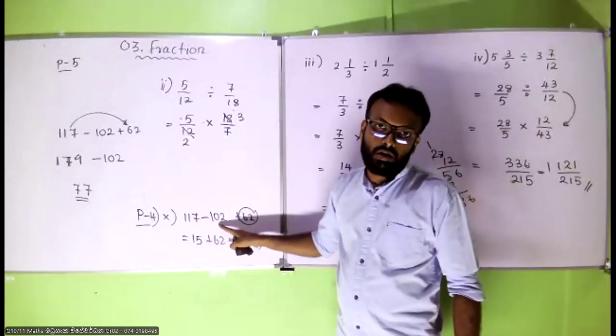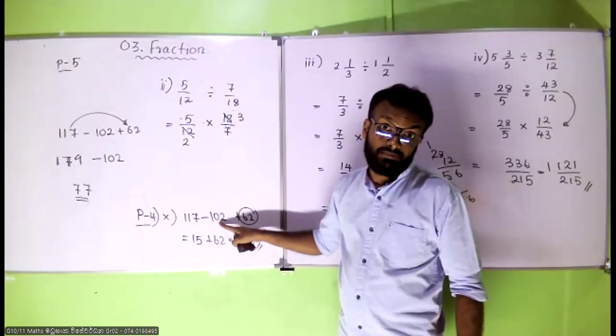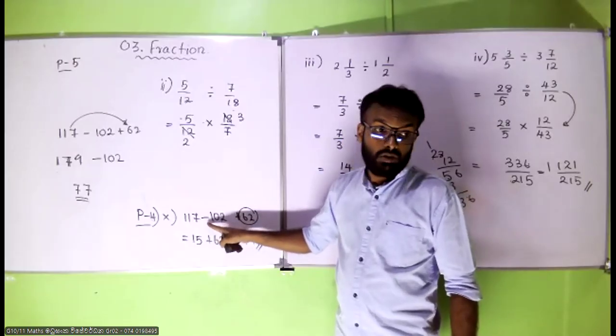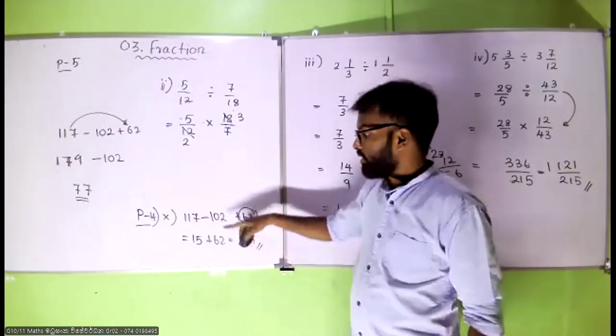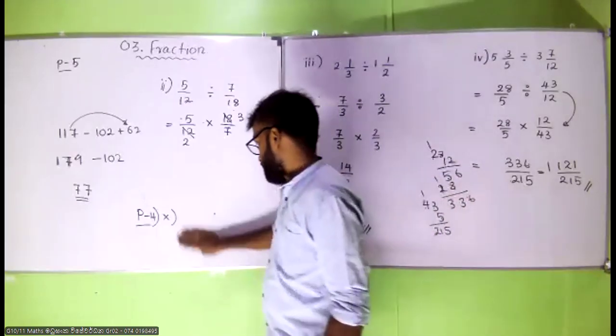This is negative 102. Subtract 102. This is not positive. So you cannot take it as positive. This is one negative one.